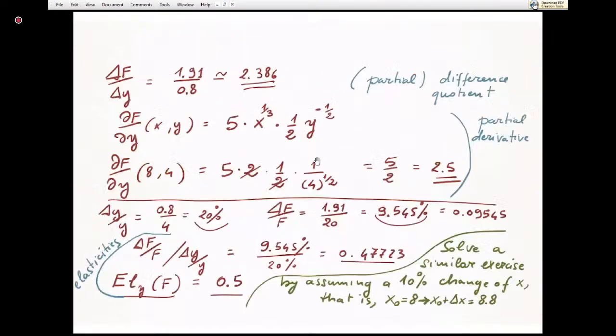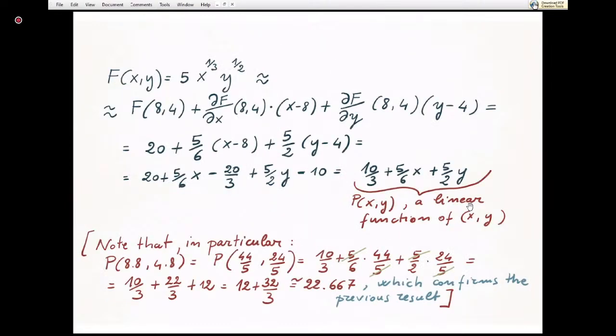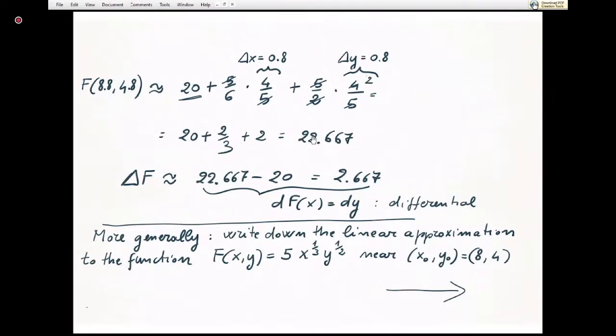What was the true level of the output? Did we compute it? The true level of the output was 22.616. And here we have 22.667. It's just a linear approximation. It overestimates the new level of the output due to concavity of the production function. And the linear approximation of the increment, which is basically the differential, is 2.667.